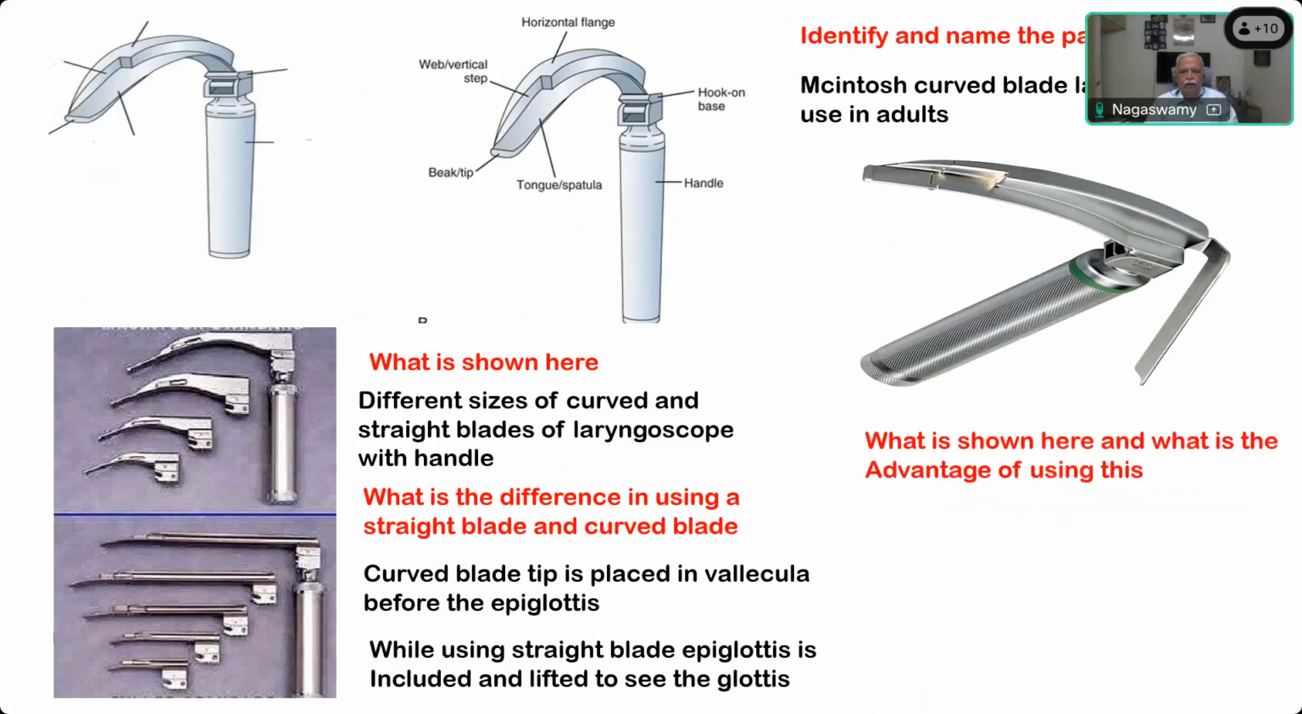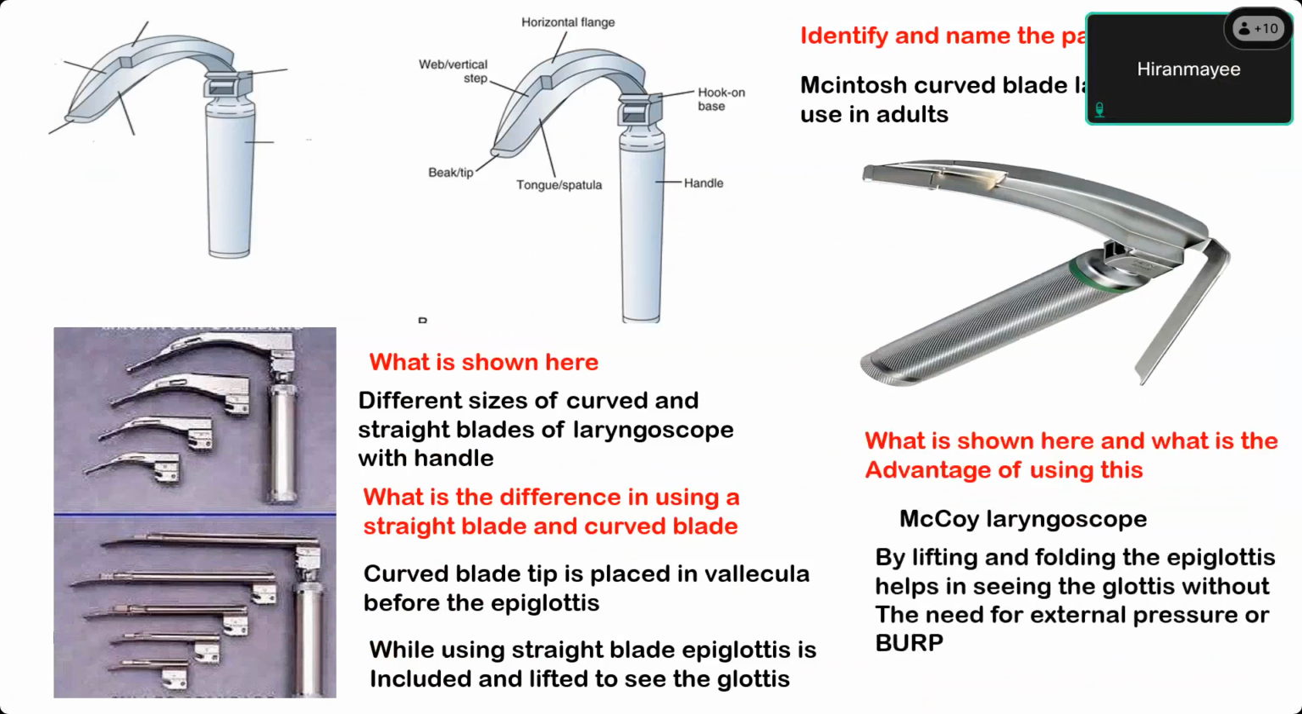What is shown here, and what is the advantage of using this blade? McCoy blade, sir. McCoy is for difficult airway. Very good. Okay, what is the advantage? In a difficult laryngoscopy, we compress the epiglottis and lift the handle. So in what way is it advantageous? The tip is mobile, sir.